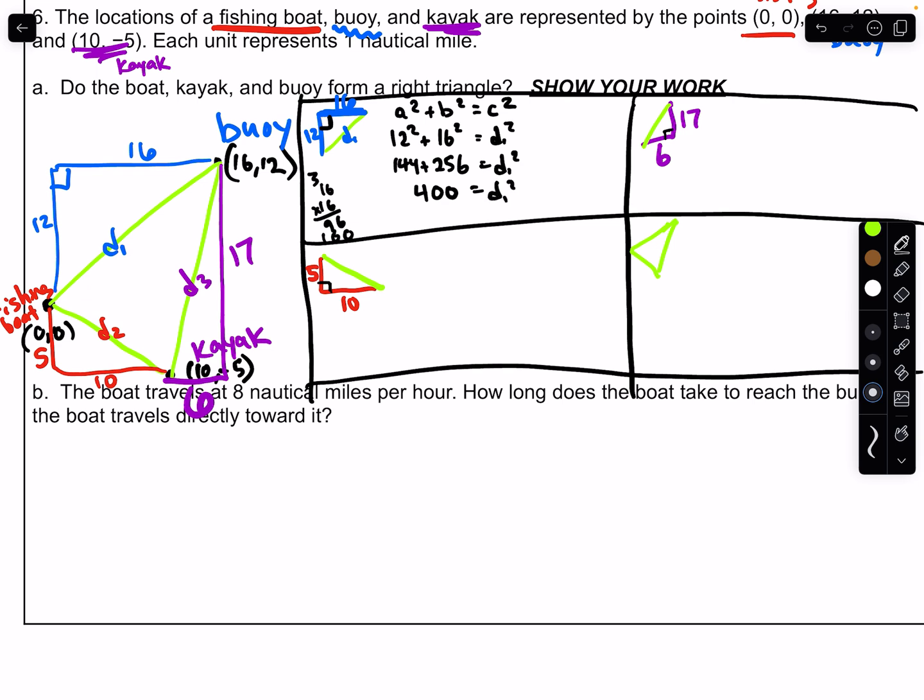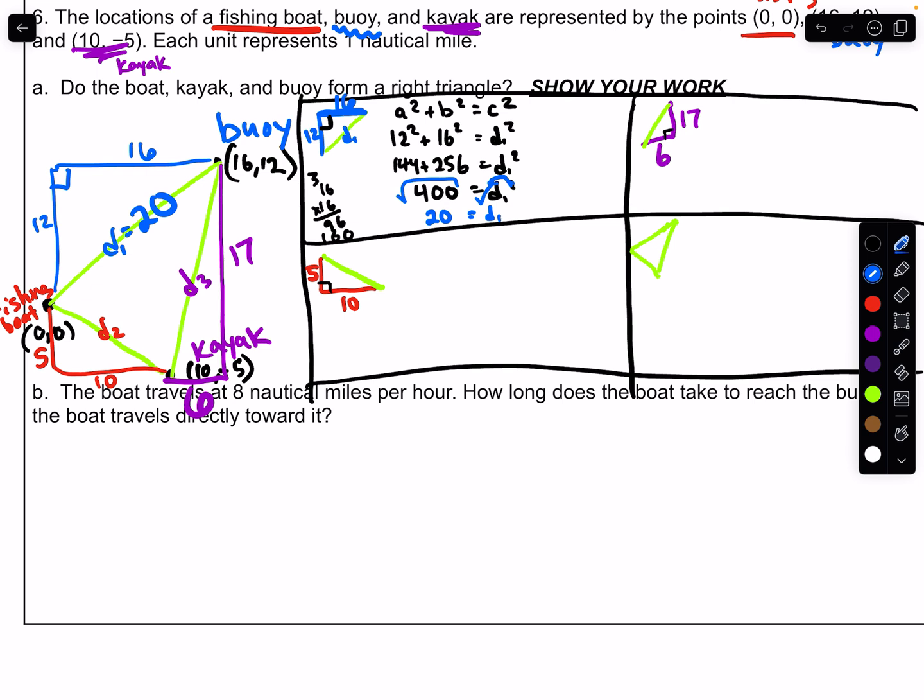If d1 squared is 400, then I can go ahead and take the square root of both sides. And then that means that D1 itself is equal to 20, plus or minus 20, but I'm just going to keep it as 20 because it's a distance. So I'm just going to keep the positive. So that distance there, that hypotenuse, it looks like, is 20.